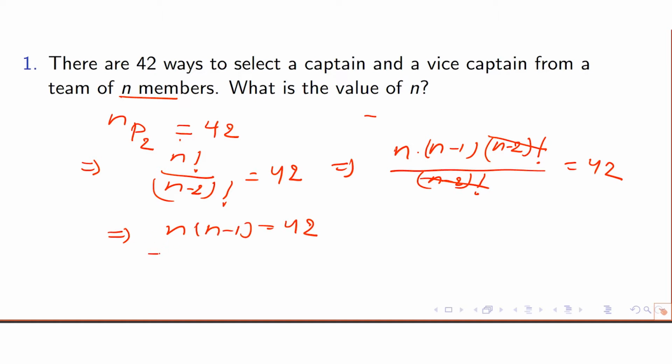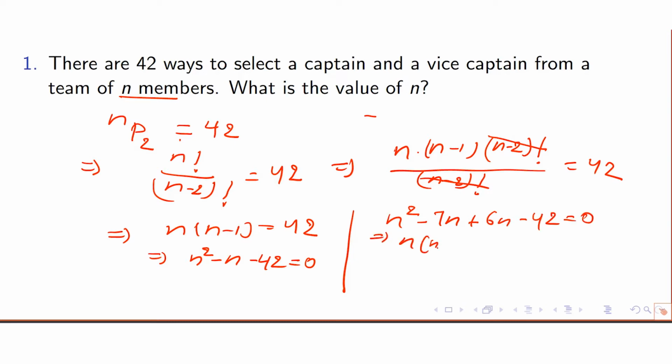Now solving it, n square minus n minus 42 equal to 0. This is a quadratic equation. By factorizing it, n square minus n minus 42 can be written as n square minus 7n plus 6n minus 42 equal to 0. Taking n as common, it will be n into (n minus 7). Taking 6 as common, it will be 6 into (n minus 7). Taking (n minus 7) as common, we get (n minus 7) into (n plus 6) equal to 0. From here we get n equal to 7 or minus 6.